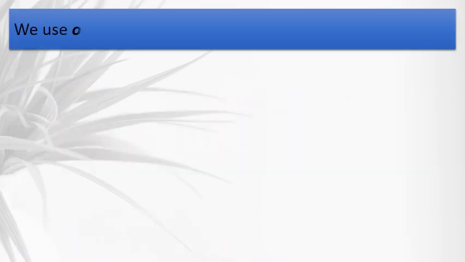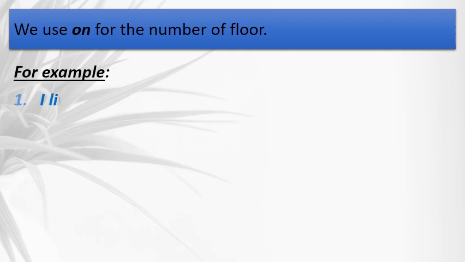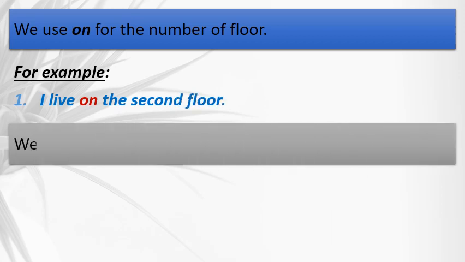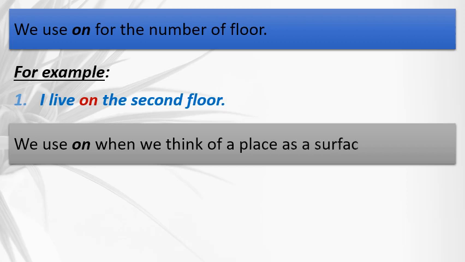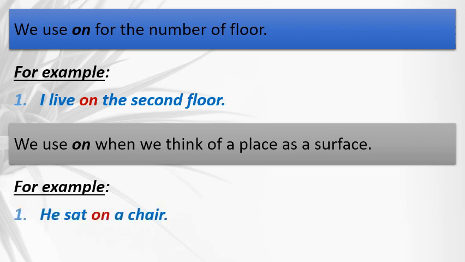Now let us see rule number 6. We use on for the number of floor. For example, number 1, I live on the second floor. Now let us see rule number 7. We use on when we think of a place as a surface. To clarify it, let's see some examples. Number 1, he sat on a chair. Number 2, I will put the picture on the wall.